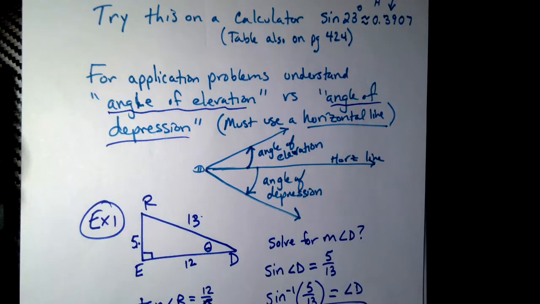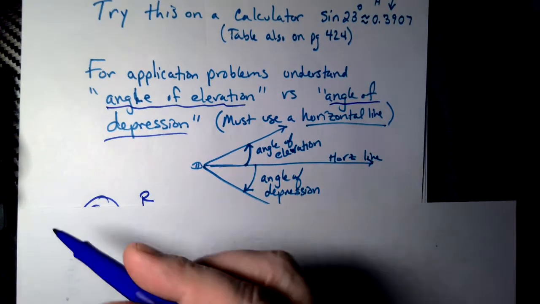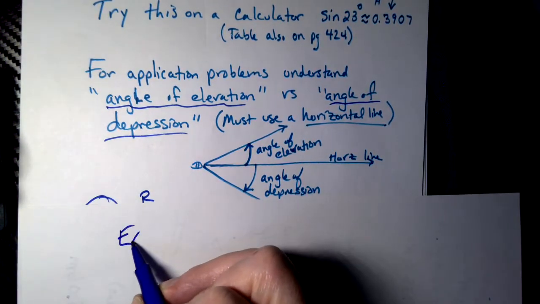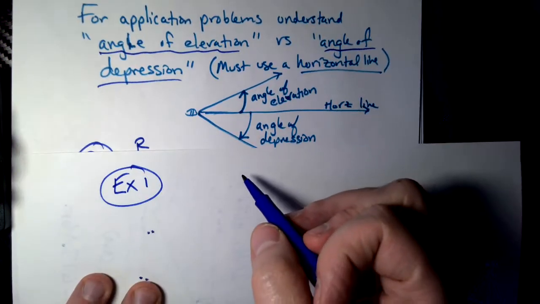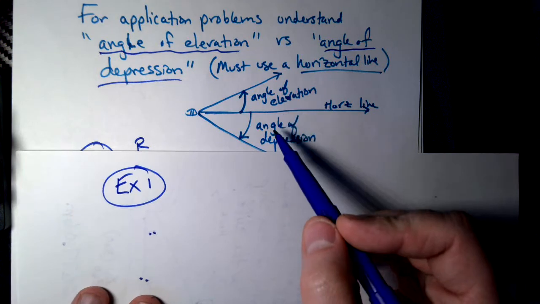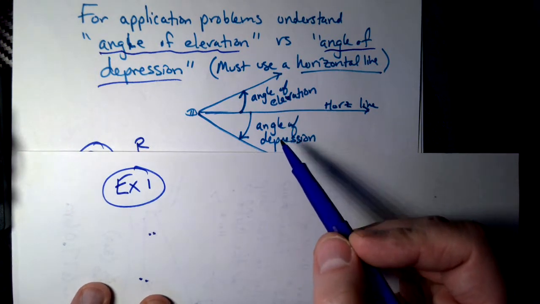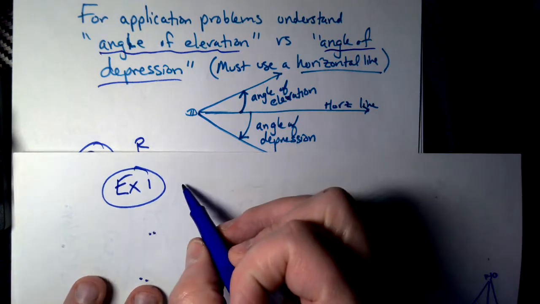Or I had this one all written out. I'll give you a different example now. So example, we'll call it example 1, using trigonometry. So I'll save this for the word problem later. Angle of elevation, angle of depression, for the word problem later on.